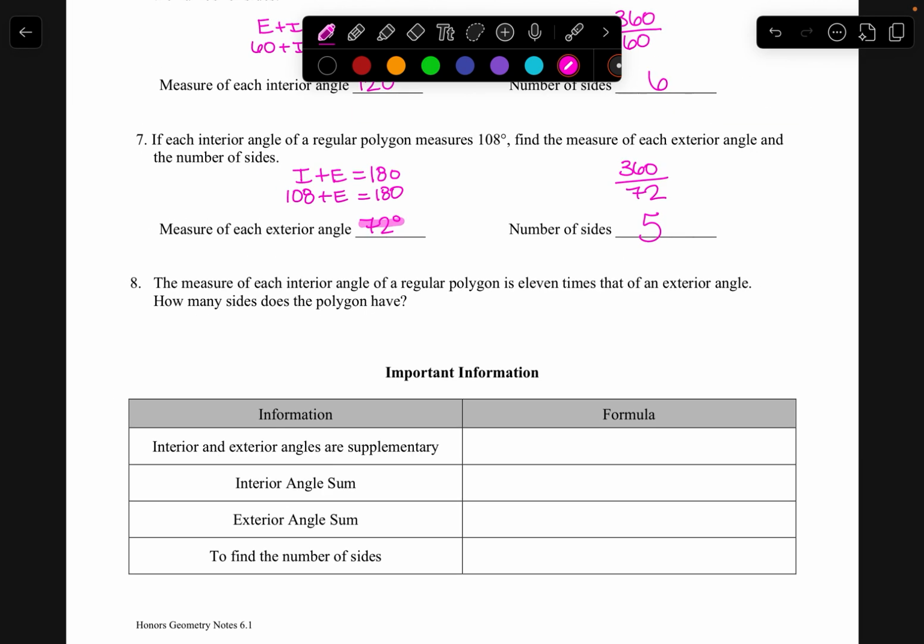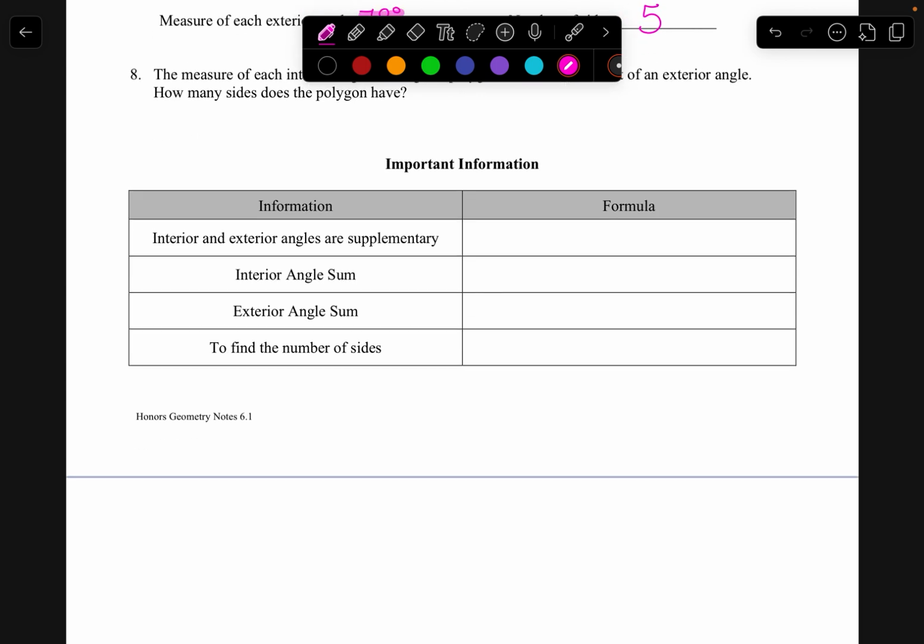Okay. All right, so I put this at the bottom of the notes just to help us keep tabs on all of the important pieces of information that we need for polygons. Sorry, my brain is not working today. All right, so interior and exterior angles are supplementary. This is always going to be an important formula for you. Interior plus exterior is 180, always.